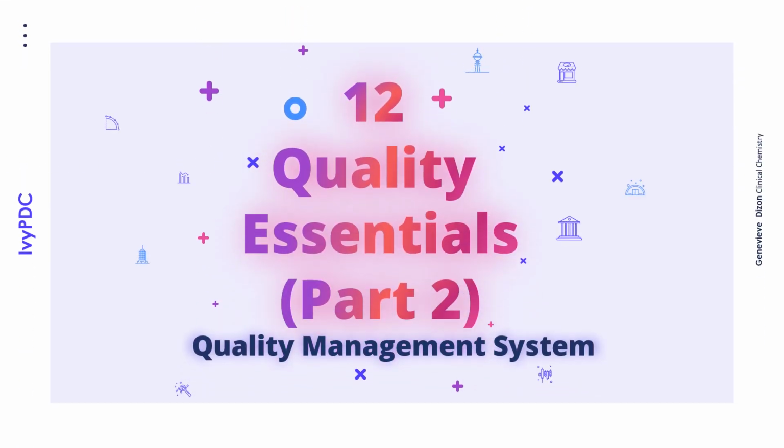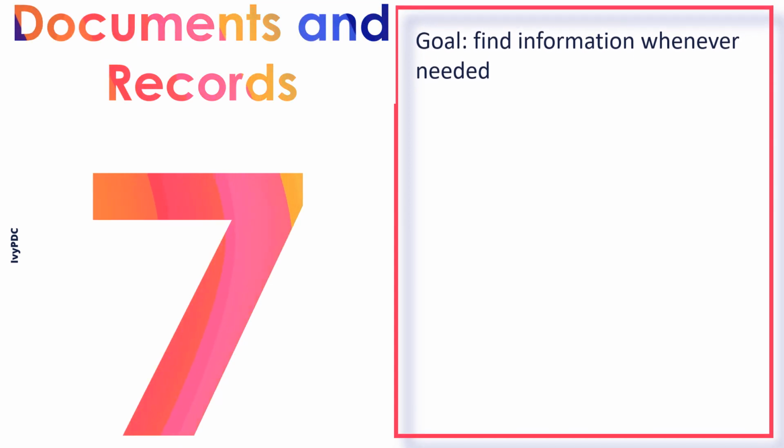We are finally here on our last video of quality management, part 2 of the 12 quality essentials. The seventh quality essential is documents and records. The main goal of keeping documents and records is for us to be able to find the information whenever it is needed.